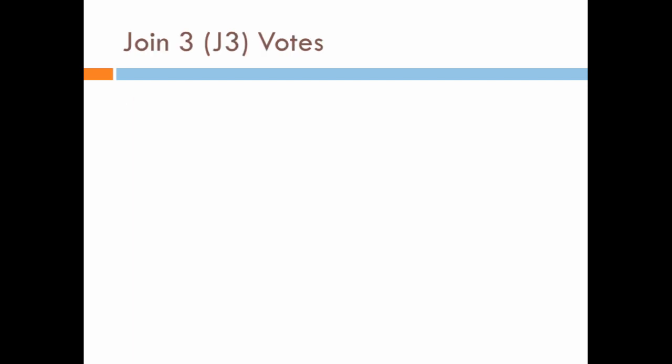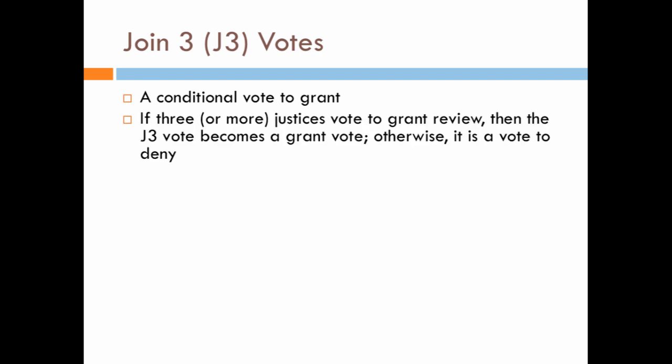There's one more special type of vote used in agenda setting that is worth discussing. During a conference, a justice can also cast what is known as a join three vote. This is a conditional vote to grant. If 3 or more justices vote to grant review, then the J3 vote, the join 3, becomes a grant vote. Otherwise, it's a vote to deny.